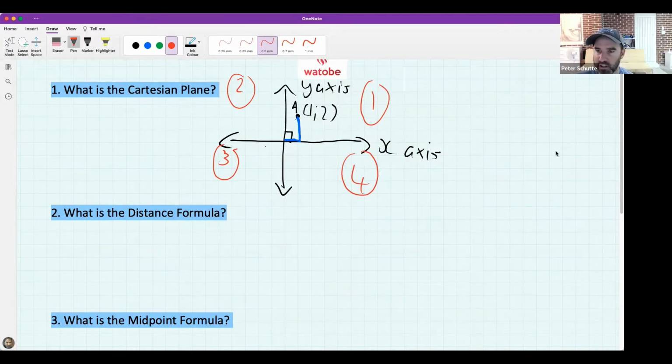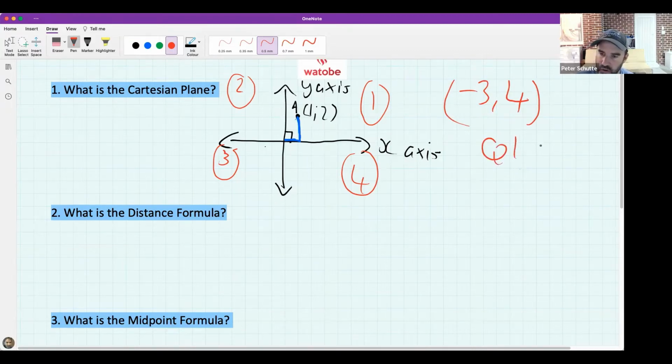So if I said to you, okay, what quadrant is the point (-3, 4) in? I'd like everybody to answer in the chat. Is it Q1 or is it Q2? Which quadrant is the point (-3, 4) in? Just want to see that we're all comfortable with the Cartesian plane.